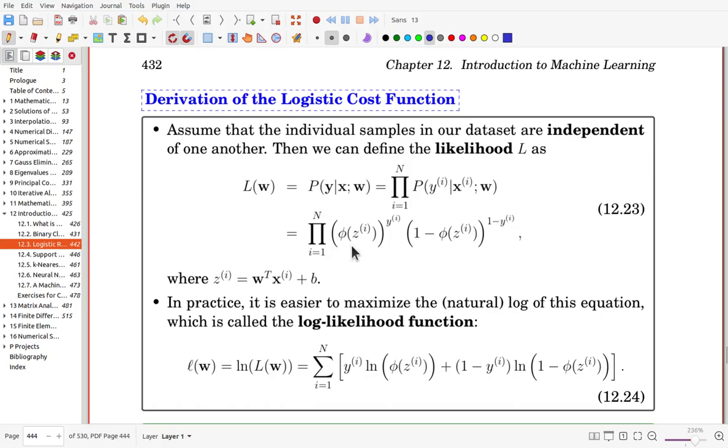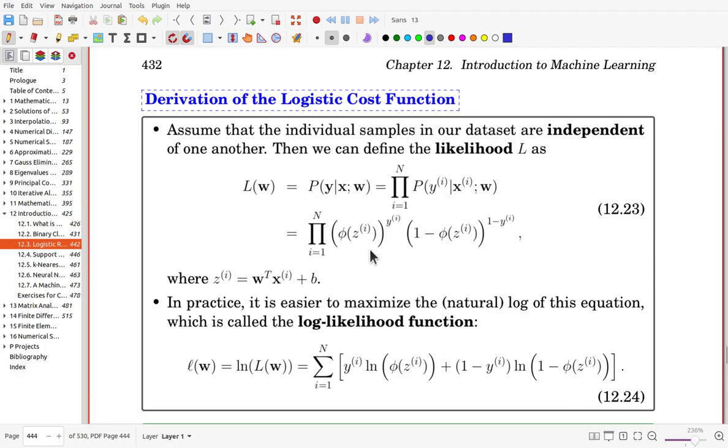For class 0 and class 1, the value will be around 1. For class 1, this will be around 1. And for class 0, the value will be around 1. So along with this product, we can define the likelihood and maximize it.